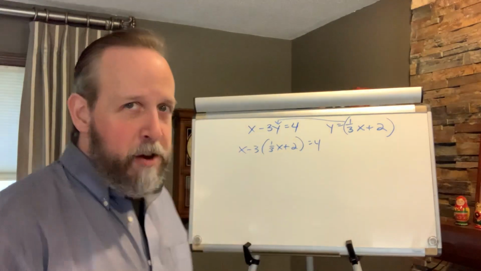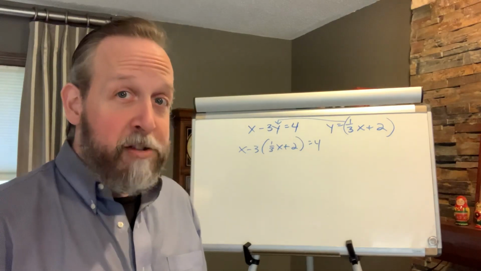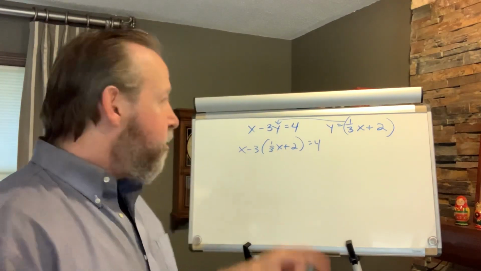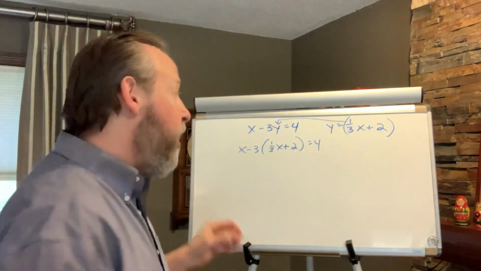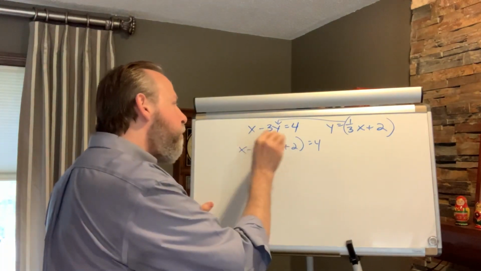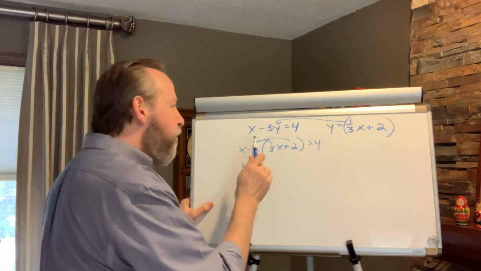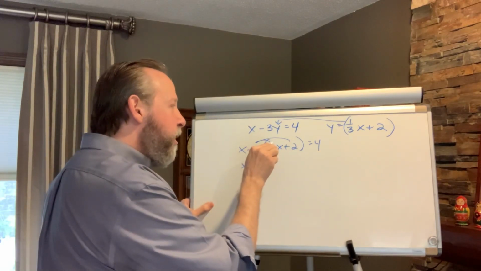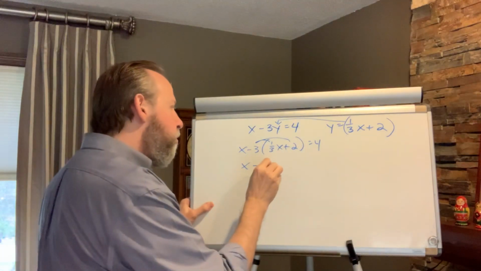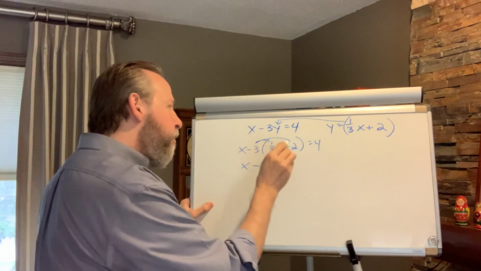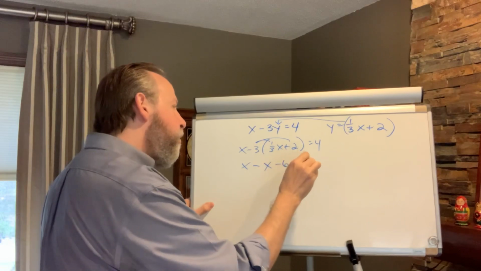Do not be afraid of multiplying a whole number by a fraction. We've done it time and again. It's the whole number times the numerator divided by the denominator. It is not hard. So I'm going to do that now. X minus 3 times 1 is 3, divided by 3 is 1. It's 1x, or just x. And negative 3 times 2 is minus 6 equals 4.